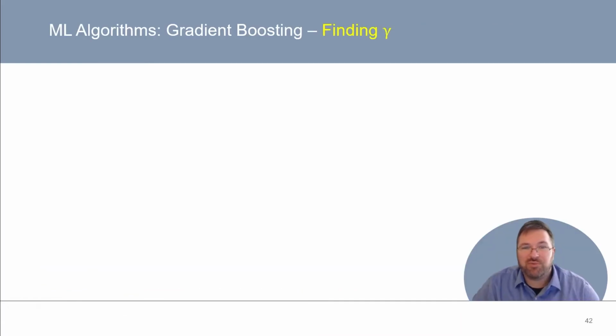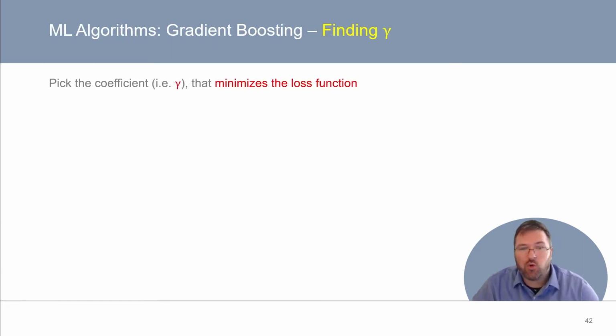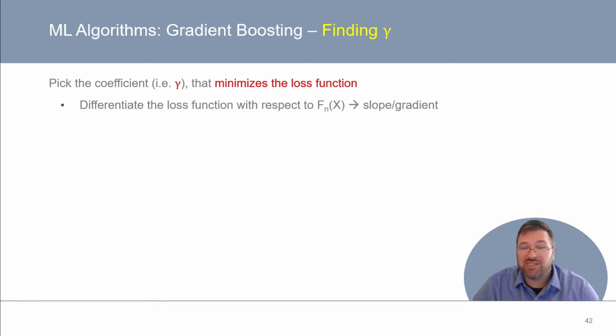So the next question you might ask is, how do we go about determining gamma for each weak model's addition? Again, the goal here is to pick the coefficient gamma such that the loss function for our current meta model is minimized. So we want to differentiate our loss function with respect to our current meta model, which gives us an equation for the slope or gradient of our loss function.